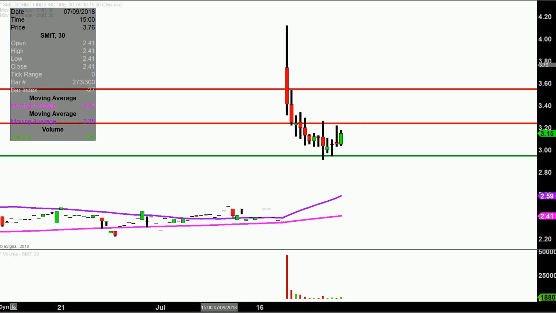So anyway, look at it, quite a bit of action today, quite a bit of volatility, a lot of volume. So it'll be interesting to see how this one closes out the week tomorrow.